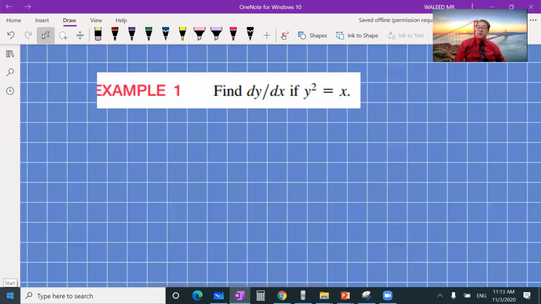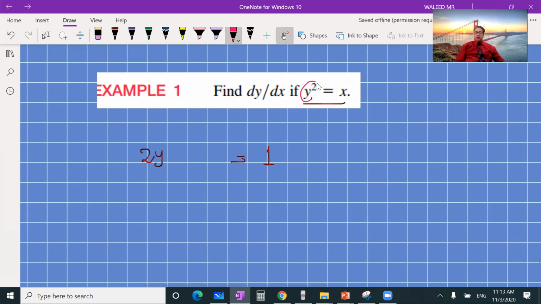Can we determine dy over dx? Yes. What about the first step? As it is. Equal inside: derivative of y squared is 2y, derivative of x is 1. So we have finished our work, right, mister? We have finished, right?